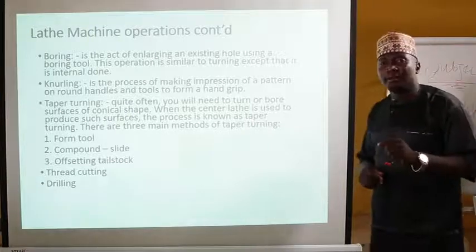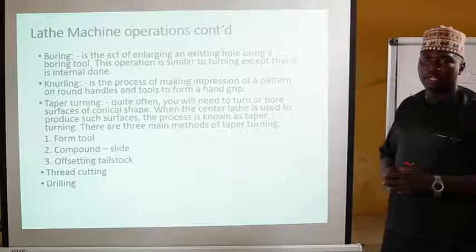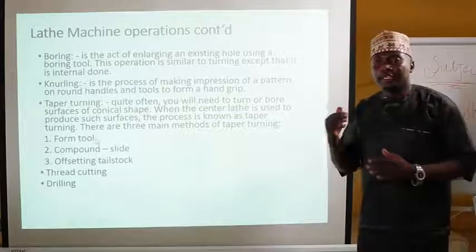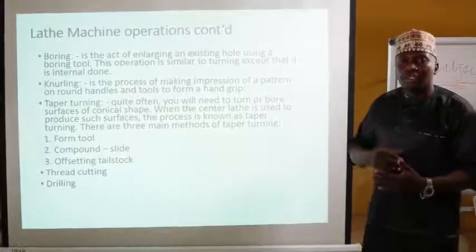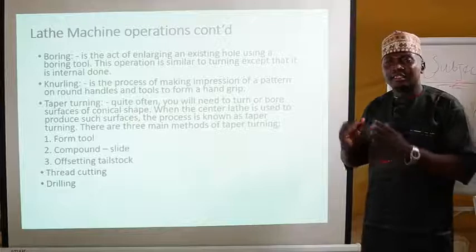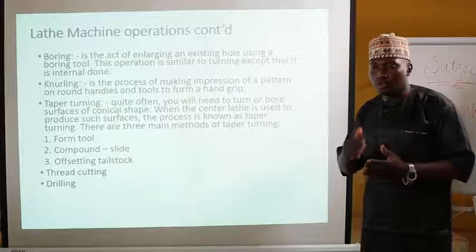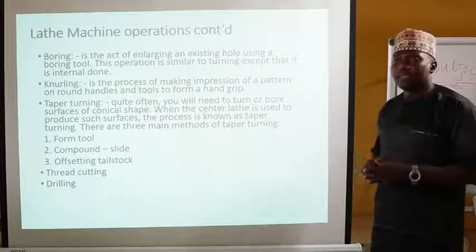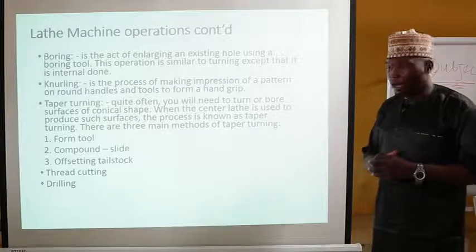There are three main methods or ways that we can achieve taper turning on the lathe machine. The first one, we call it form tool. The form tool is where the operator forms his tool to suit the kind of taper turning operation that he wants to do. It's the easiest and the simplest form of turning operation on the lathe, because you just grind your tool to the required angle and then form it closer to the workpiece. This type of operation is done on a very short taper work.